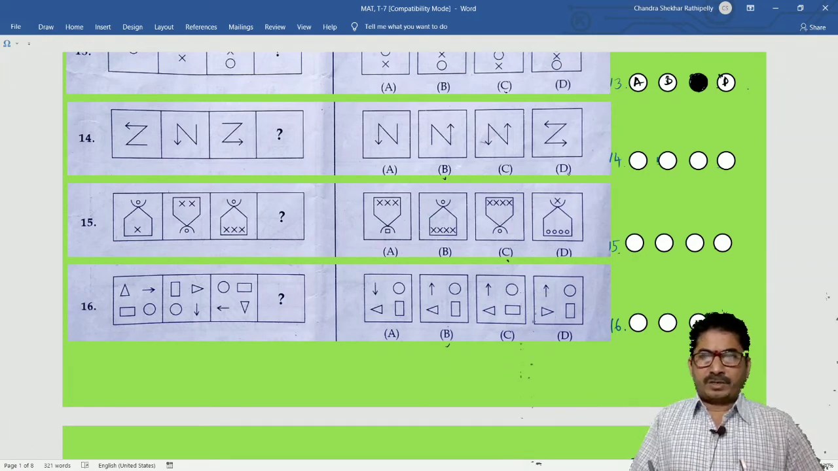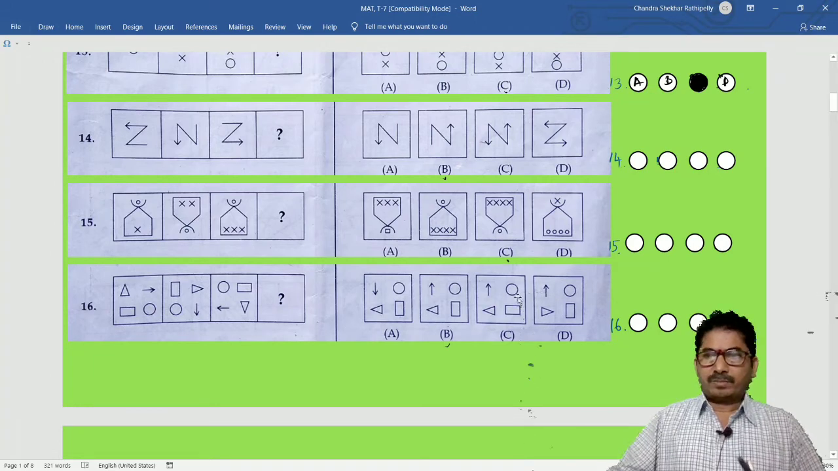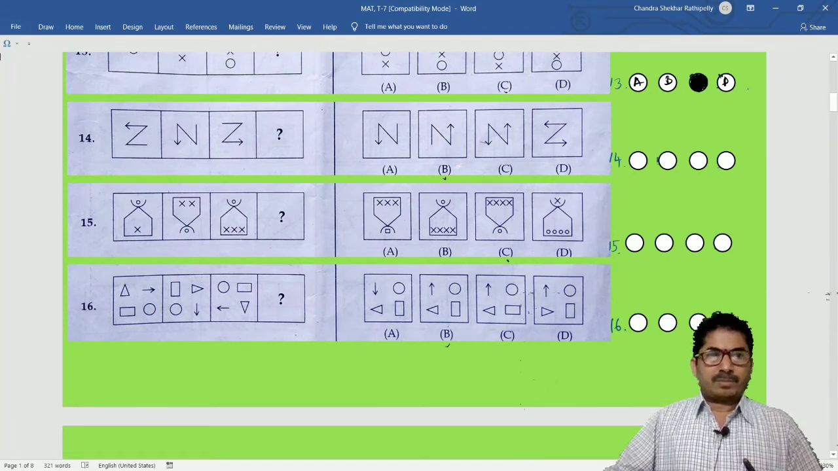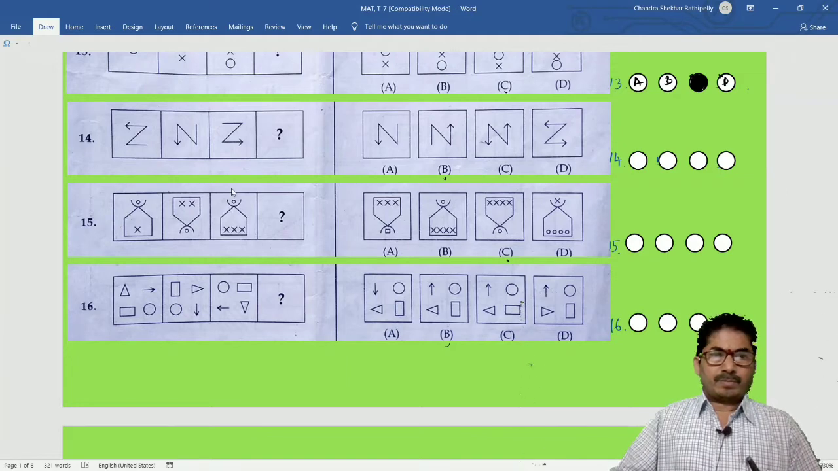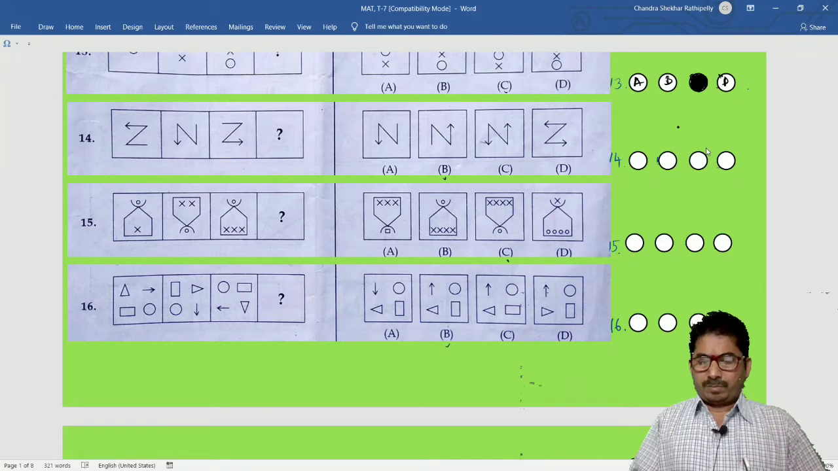B is correct. B means this is the correct one. B is the correct.